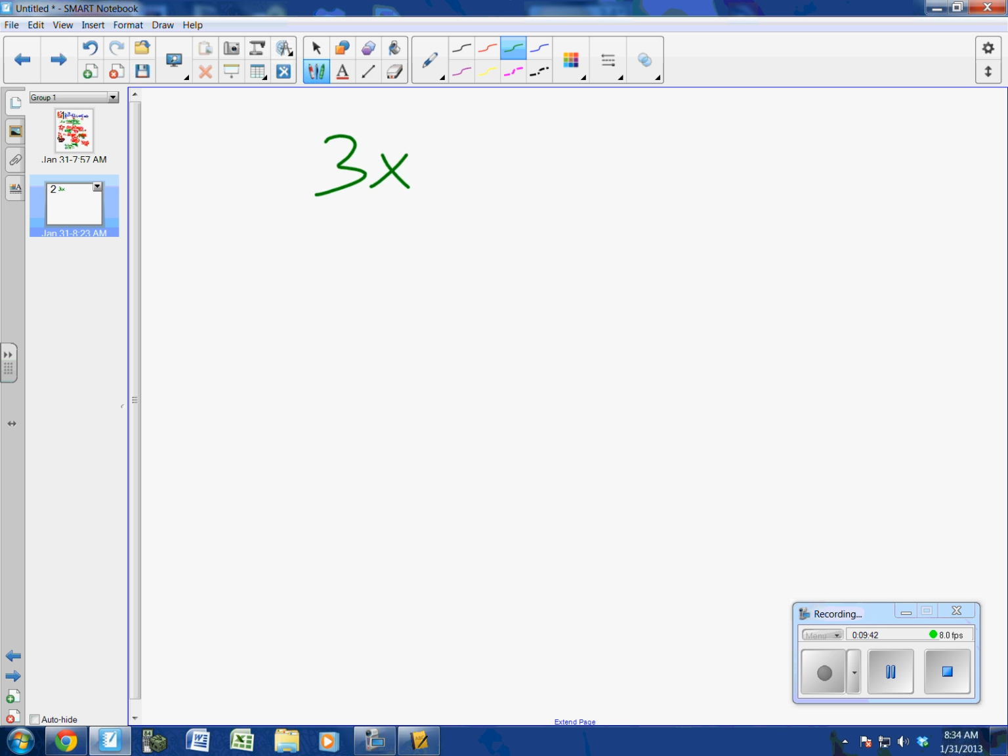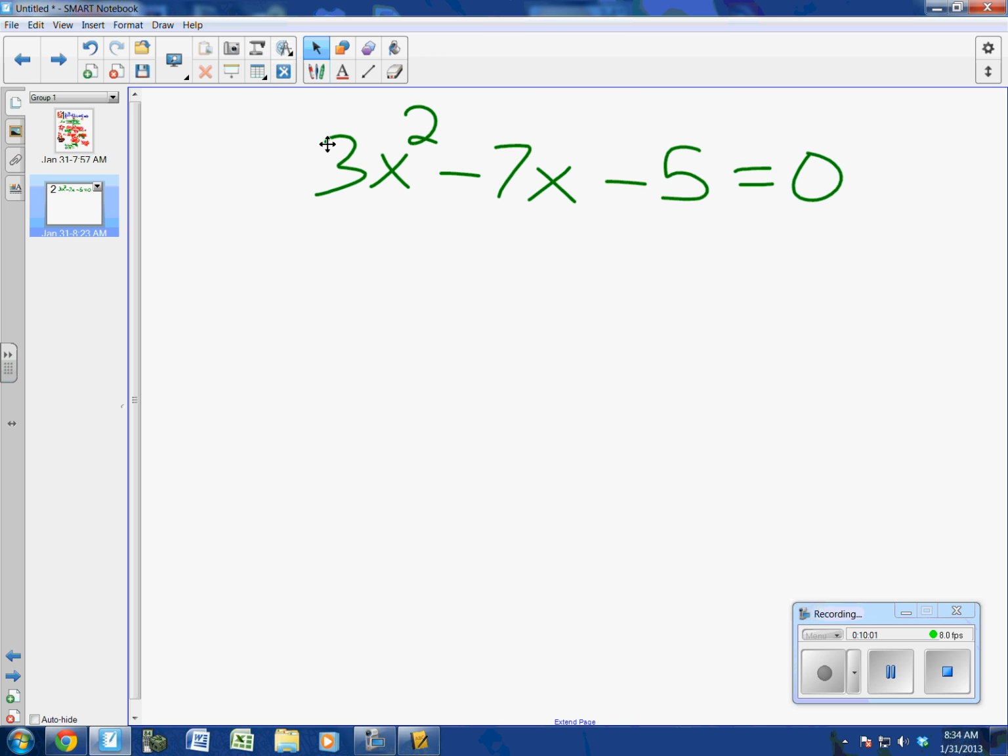I want you to do this problem and check with your shoulder partner. Get help with your shoulder partner if you need it. 3x squared minus 7x minus 5 equals 0. Okay, I want you to solve that using the quadratic formula. I'm going to give you a couple minutes.